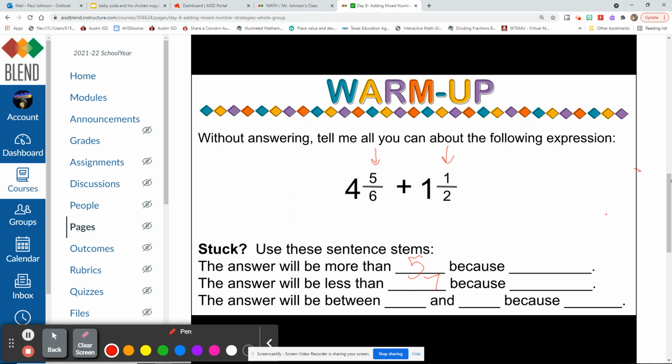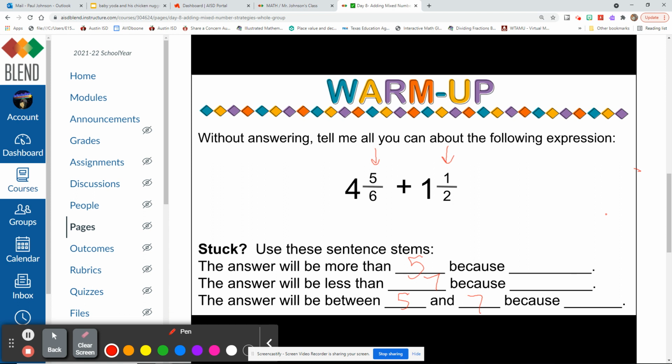So the answer will be between 5 and 7 because, like we just said, if we add 4 and 1 together, we get 5, and then 5/6 is almost one whole, so that's almost 6, and 6 plus a half is about 6.5. So that's somewhere between 5 and 7.